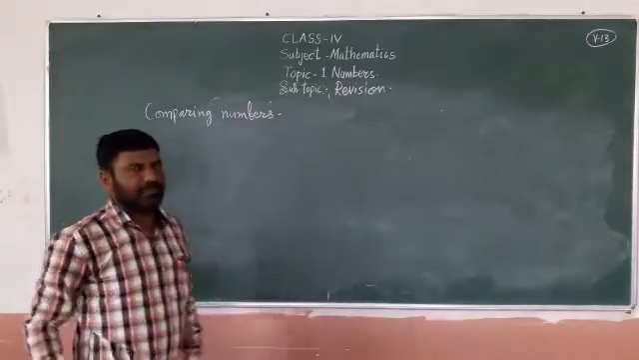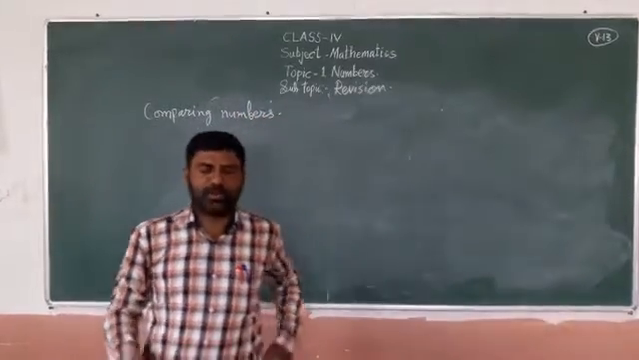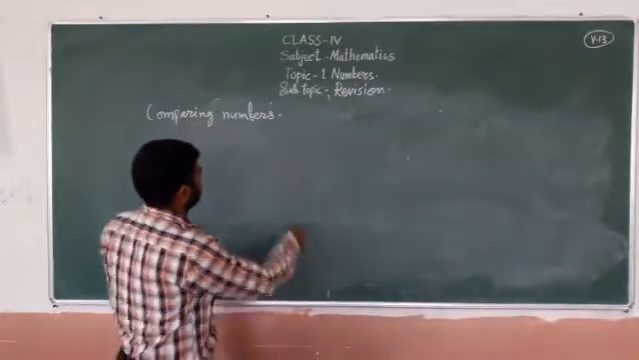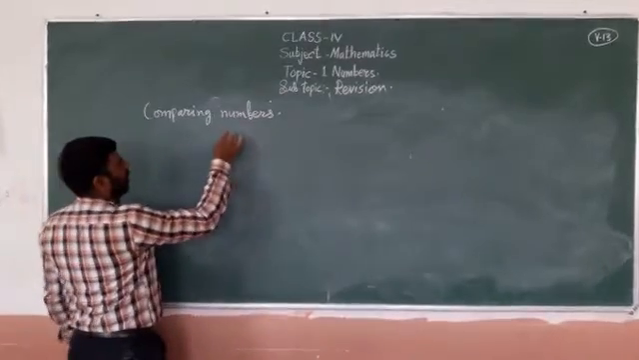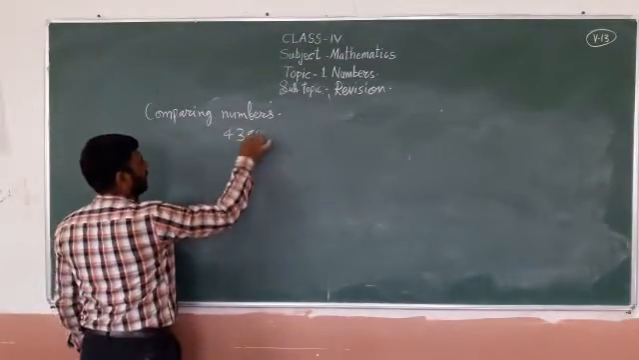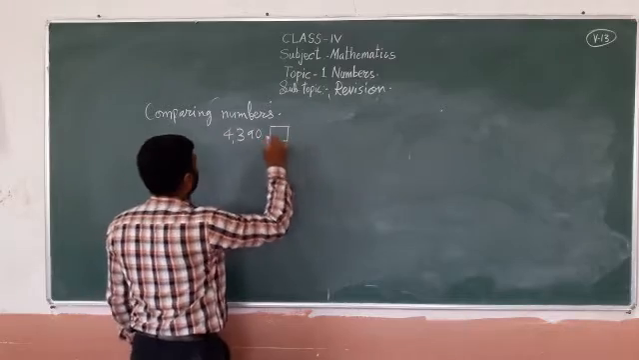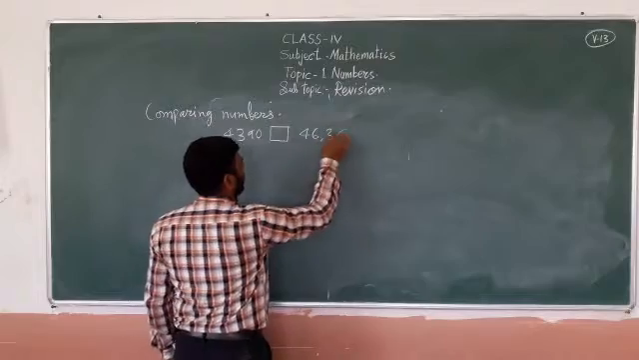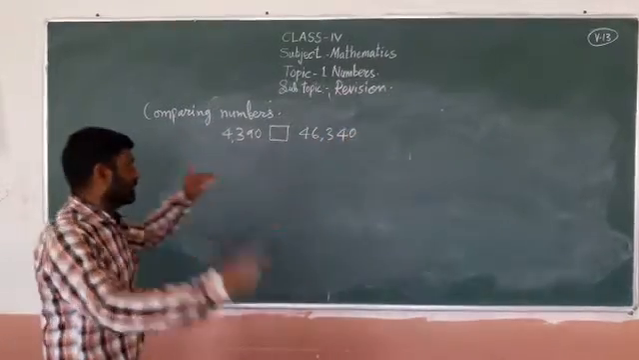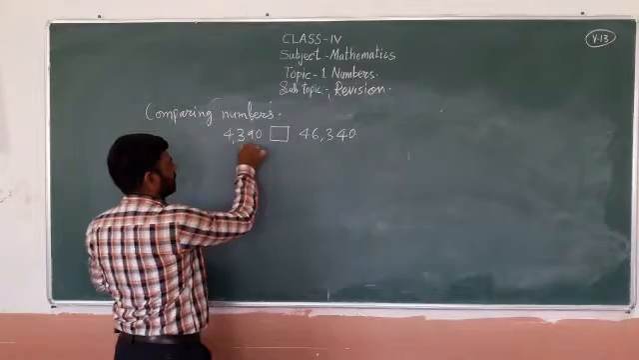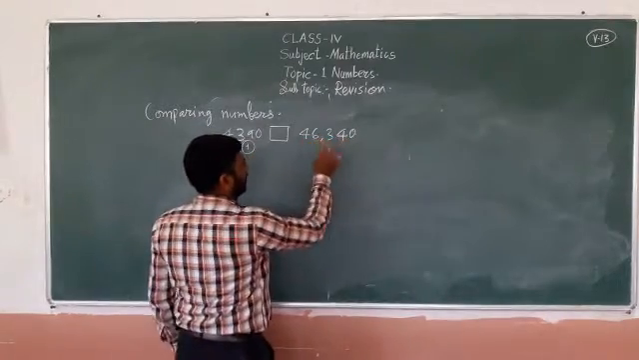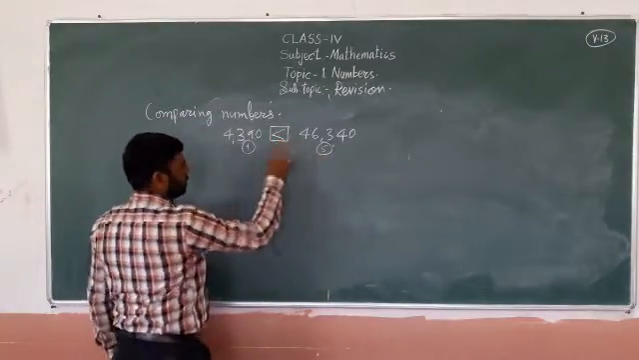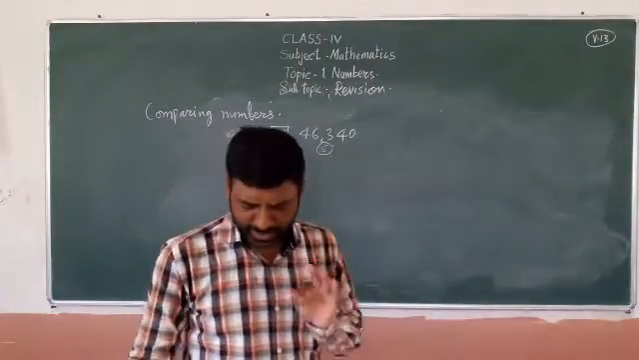How to compare numbers? First, count the digits. Suppose we want to compare 4,390 and 46,340. First count the digits. Here 4 digits, and here 5 digits. Which one is greater? Simply the 5-digit number will be greater. Understand? Like this. Second rule.